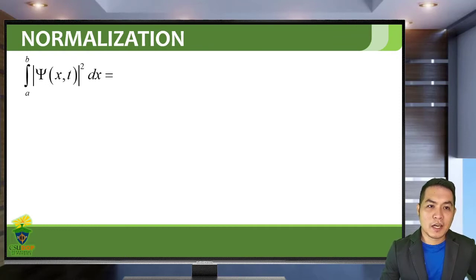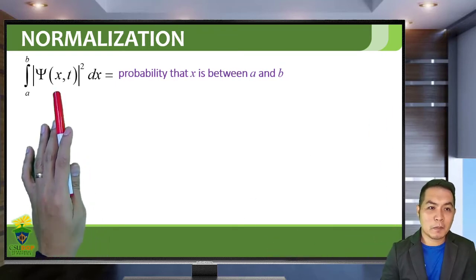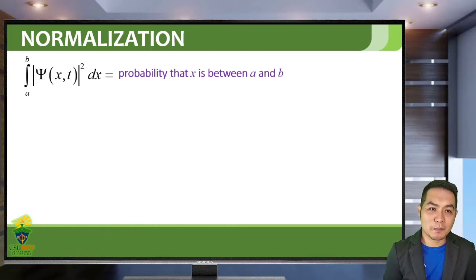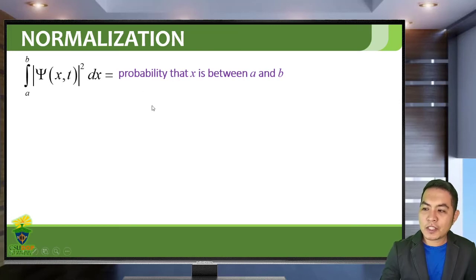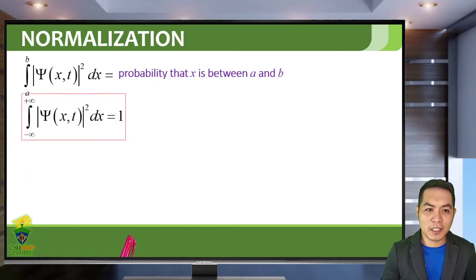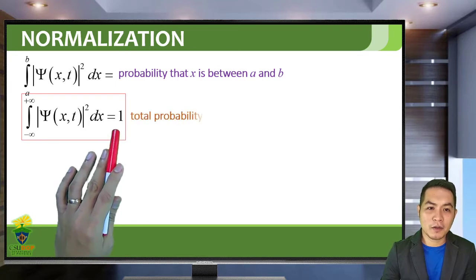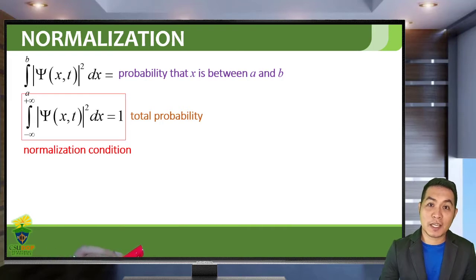So in our first lesson, we defined the wave function as related to the probability that, say in this case, if your continuous variable is x, the probability that x lies between a and b. So this is the statistical interpretation of the wave function. Of course, if you integrate over all possible values of x, say from negative infinity to positive infinity, you should get a total probability of 1. Meaning there's a 100% chance that you will get a value of x.